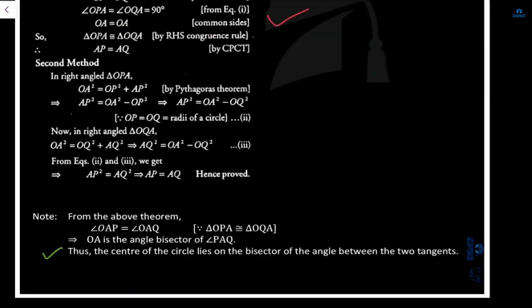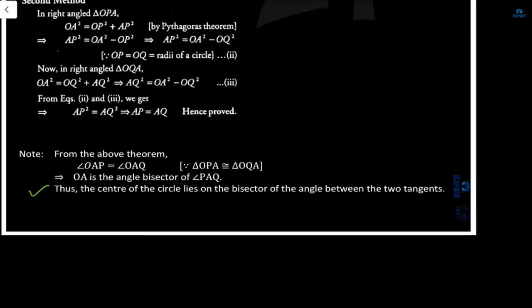Any doubt, Ridhima, here? And from the other theorem above, the point to note is that since the triangles are congruent, OA is the angle bisector of angle PAQ. The angle that we are making at the center, the line OA is bisecting it, passing from between the two tangents, so it is actually bisecting that angle.